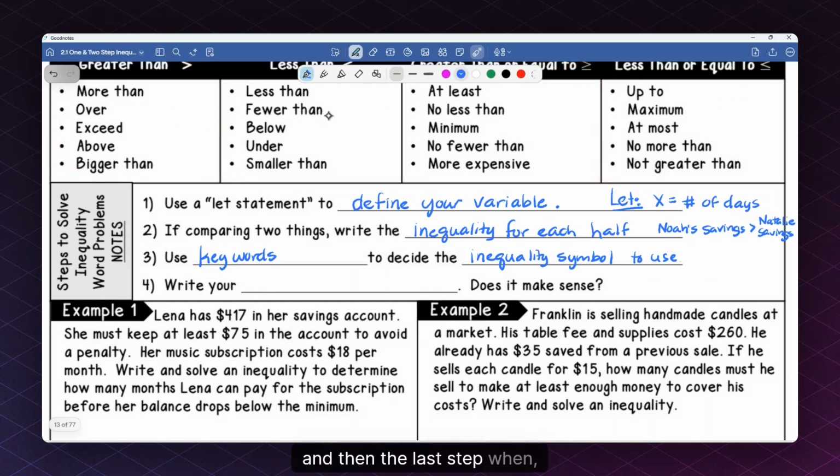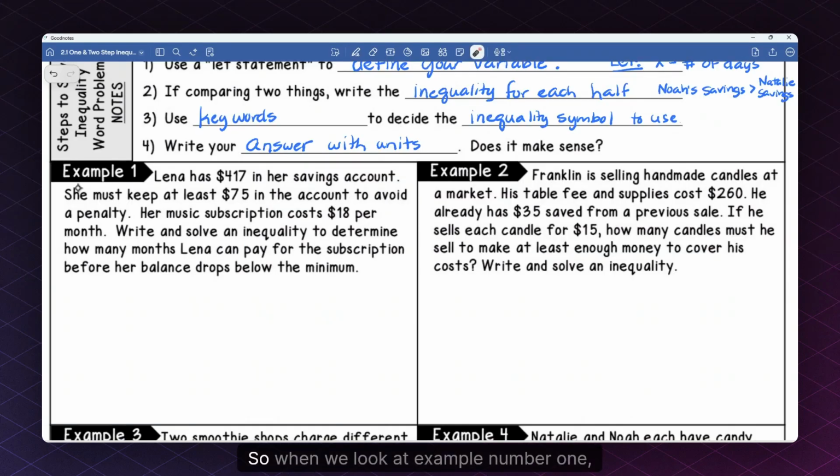And then the last step when solving these inequality word problems is to write your answer with units. And the question is, does it make sense? So we want to double check and look over our problem and see, did we solve and find the answer that we meant to solve for? Okay. So when we look at example number 1, we're going to start putting this into practice.